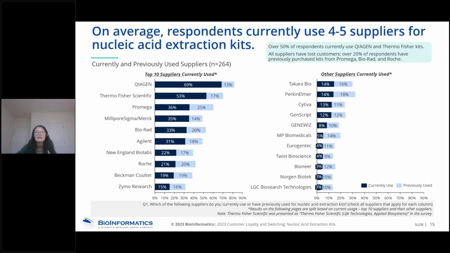What we also saw is that there are a large variety of different types of kits that are commonly used across all suppliers. We're not going to look into that data today, but in general, total DNA, genomic DNA, and plasmid DNA kits are commonly used across all suppliers, but some of these suppliers are able to differentiate themselves within some of the more specialized kits. In addition, cross-selling is important, as I mentioned before. On average, 61% of customers indicated that they also purchased other product types from their current suppliers of nucleic acid extraction kits.